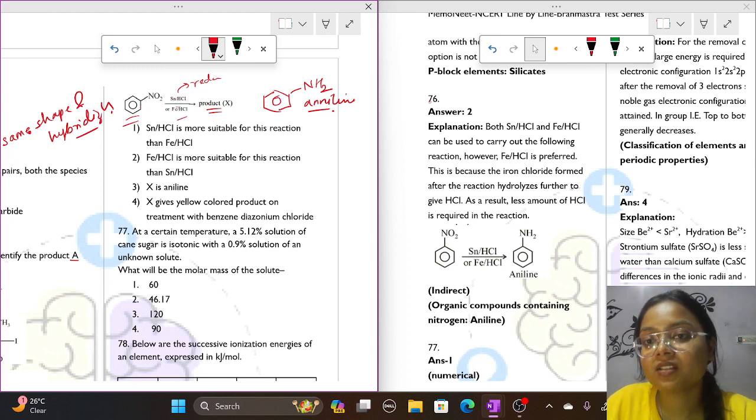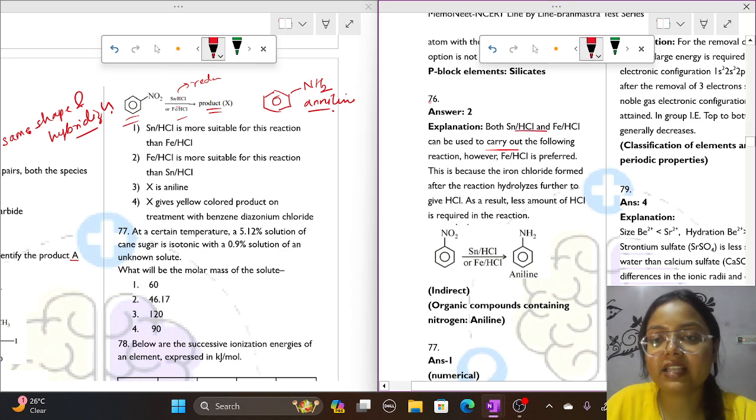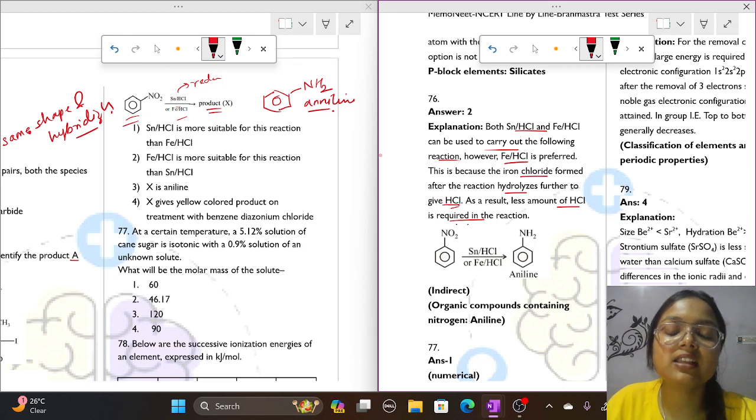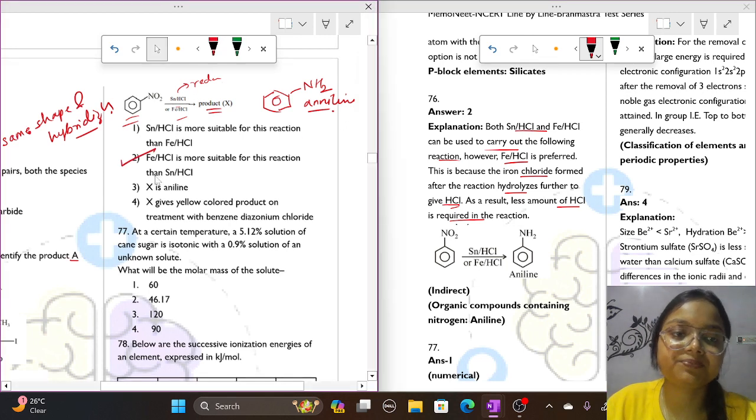So let's see. Both will carry out the reaction, okay, but we have to see which is more preferable. So here FeHCl is more preferable. Why? Because iron chloride formed after the reaction hydrolyzes further to give HCl. Okay, so the byproduct will be iron chloride, but it hydrolyzes to form HCl. So as a result, less amount of HCl is required for the reaction because some of it is already hydrolyzed, right? So the reaction will always carry on further. So option number 2 will be the correct option.